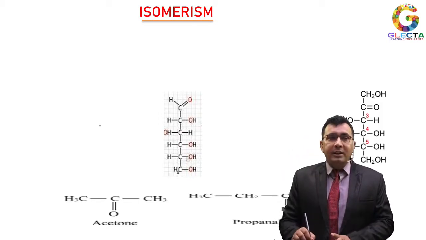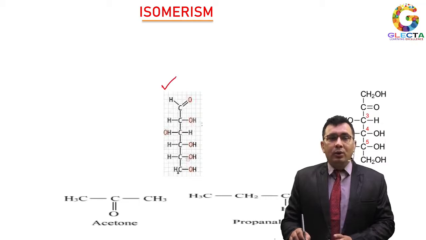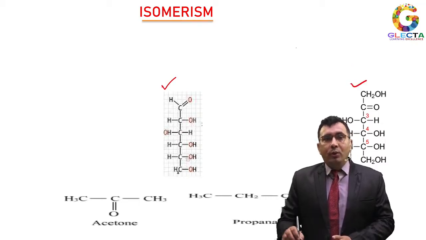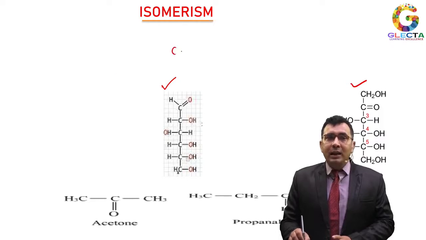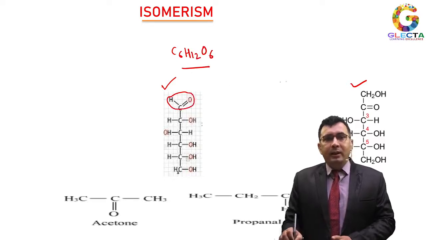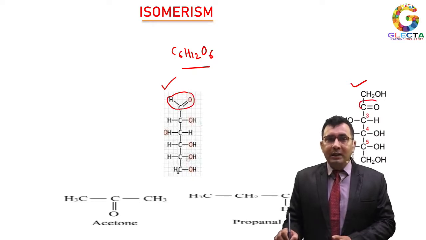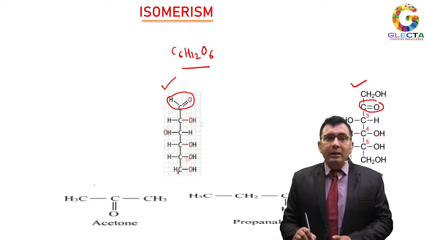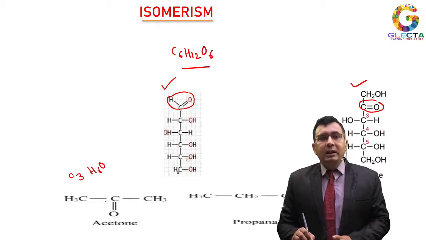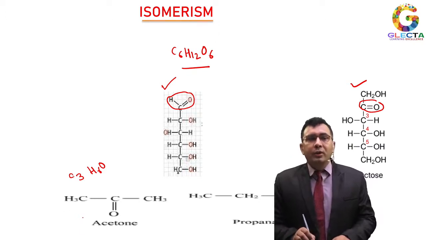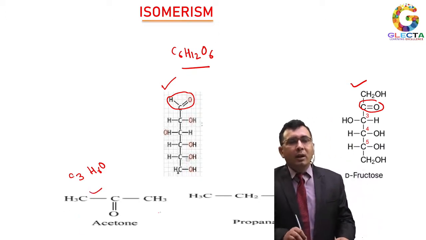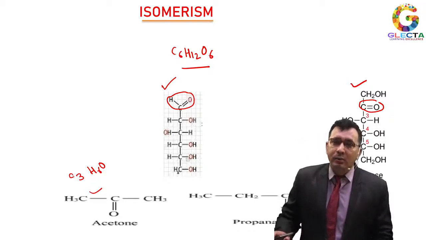The first structure is of glucose and the other is fructose. The molecular formula of glucose and fructose is C6H12O6. Both have the same molecular formula, but you see there is an aldehyde group in glucose and a ketone group in fructose. Similarly, for this compound with 3 carbons, the formula is C3H6O, having 3 carbon, 6 hydrogen and 1 oxygen. One is acetone and another is propanal, the aldehyde. So these are isomers of each other.